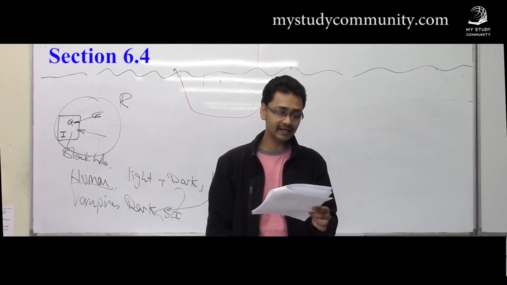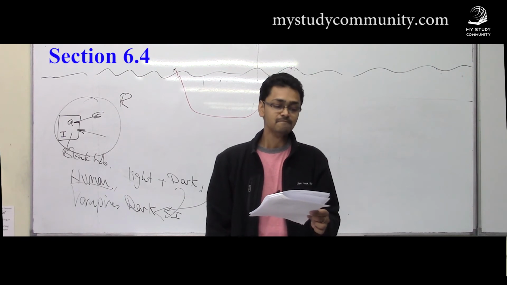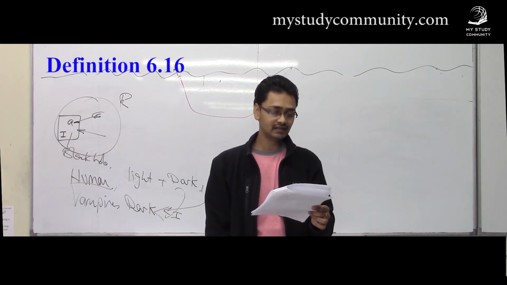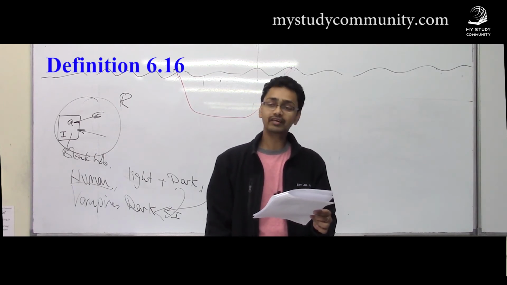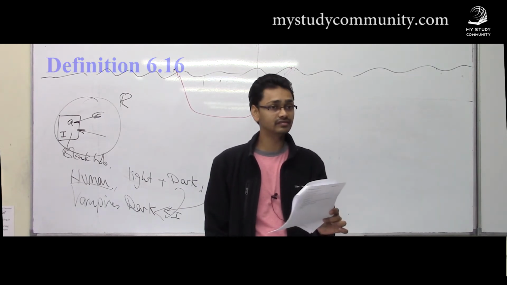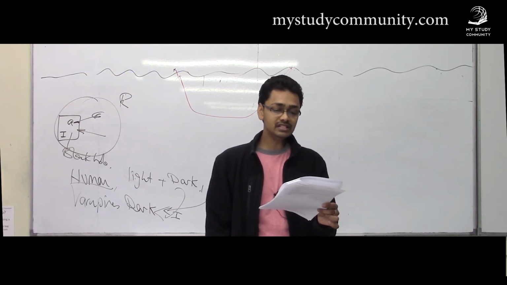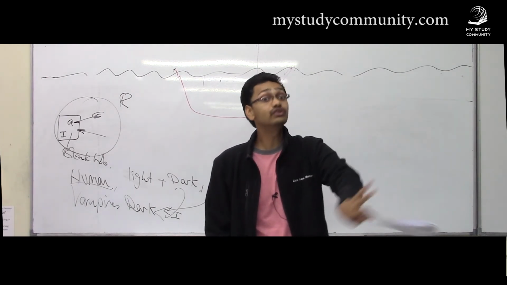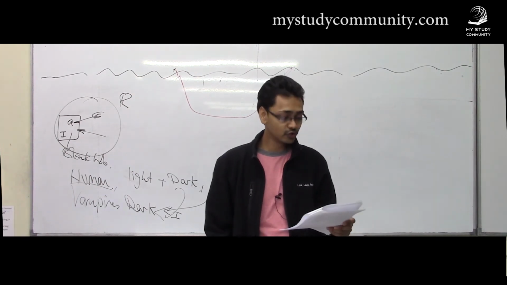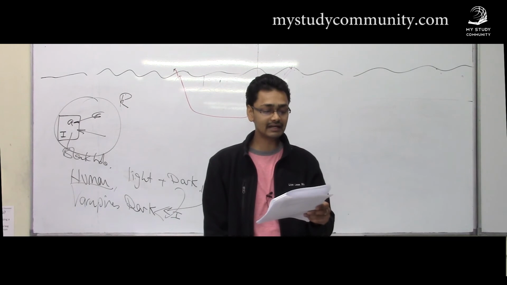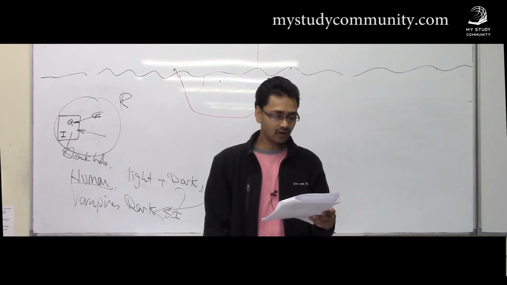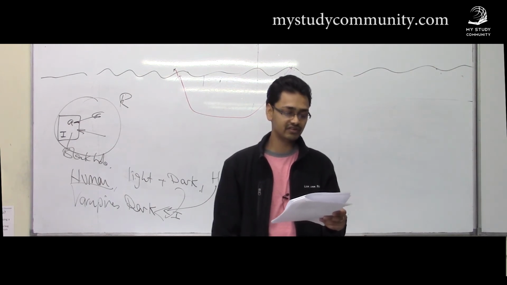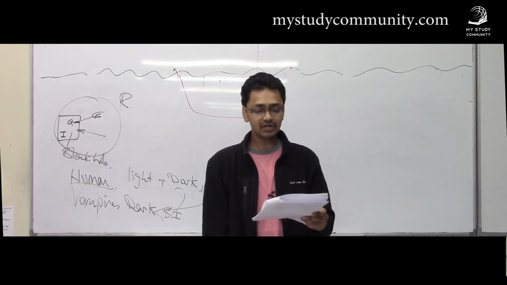6.4, some definitions to end with. Yes, we are nearing the end. Definition 6.16. A field is a commutative ring, meaning multiplication is commutative, in which the non-zero elements, so we remove 0, form a group under multiplication. That is a field. Or, another way of saying that is a field is a commutative division ring. The definition of a division ring is below. Some examples of fields are Q, R, and C.